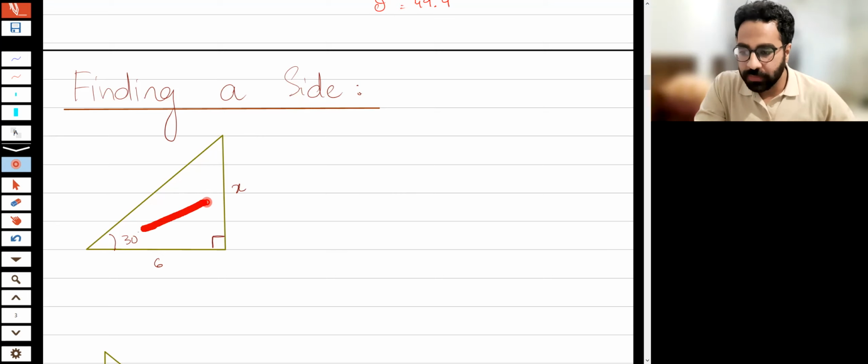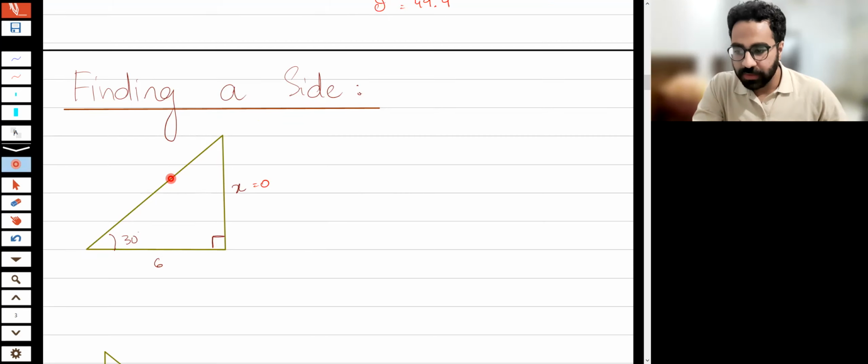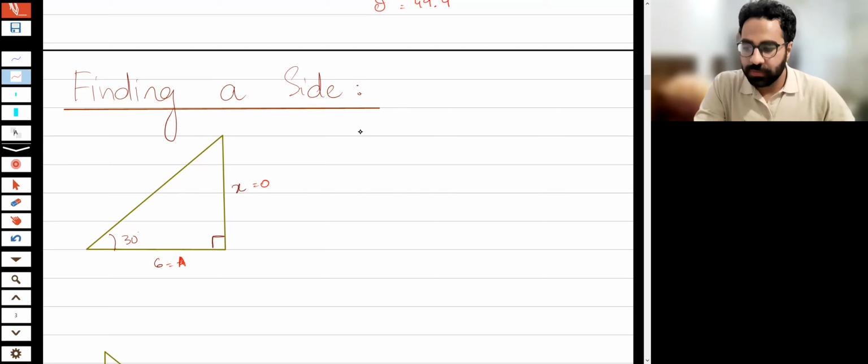Now this side is opposite to the 30-degree angle, so this would be O. This side is adjacent to the 30-degree angle, and this is the hypotenuse. So I have to find x, which is my opposite, and I have been given the angle and the adjacent. Is there a trigonometric ratio which connects O and A?